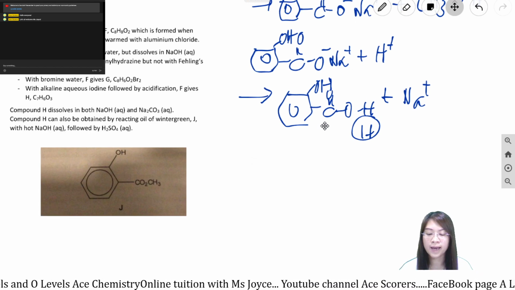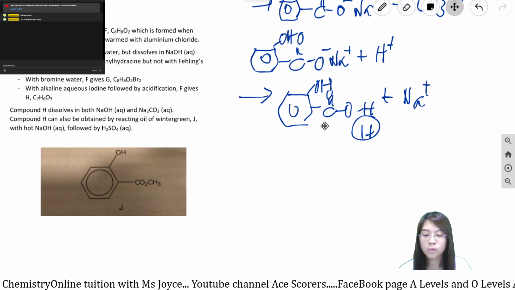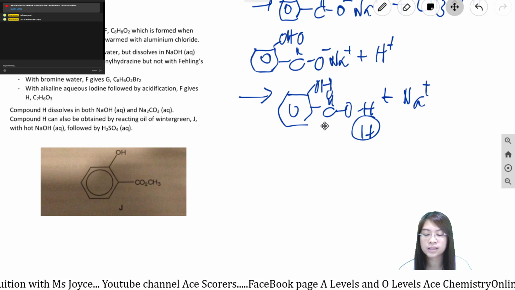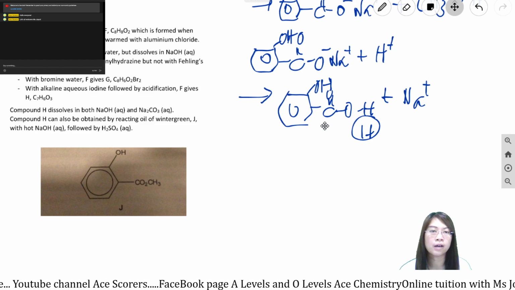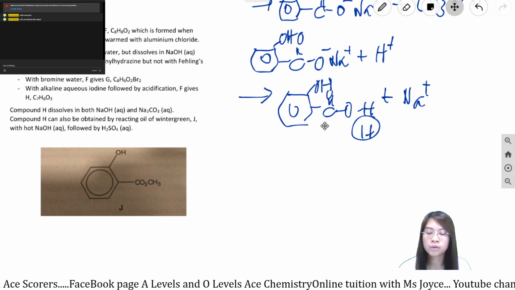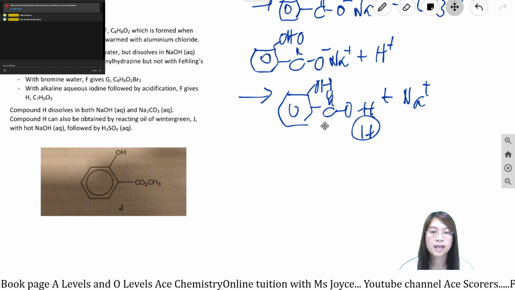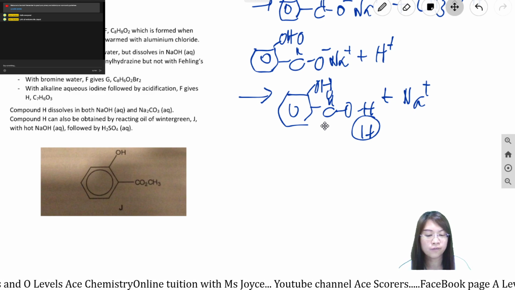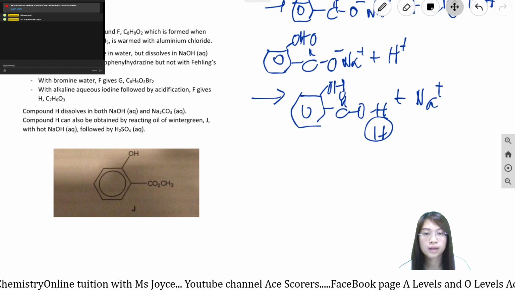Okay, so let's move back now. How do we get H? From the question, it says that when F reacts with alkaline aqueous iodine followed by acidification, it gives H. So what is this reaction all about? It's actually referring to the iodoform test. So it shows that the structure F must have a carbonyl functional group. So how do we deduce the carbonyl functional group? In fact, F has this structure.